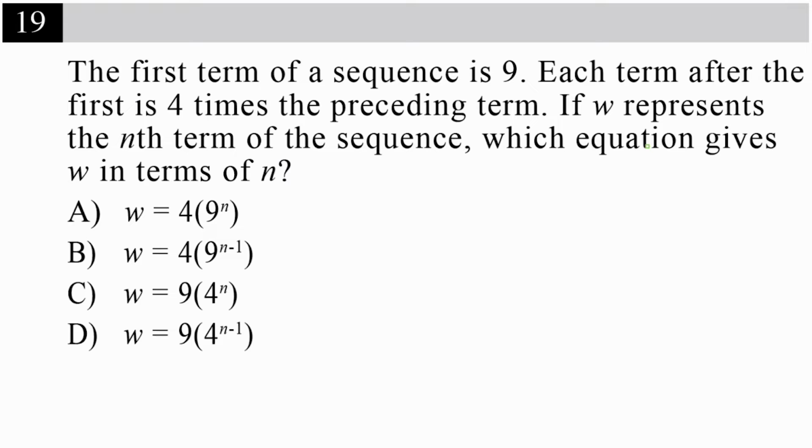The first term in a sequence is 9. Each term after the first is 4 times the preceding term. If w represents the nth term of the sequence, which equation gives w in terms of n? When n is 1, w needs to be 9, and the only answer choice that accomplishes that is D.